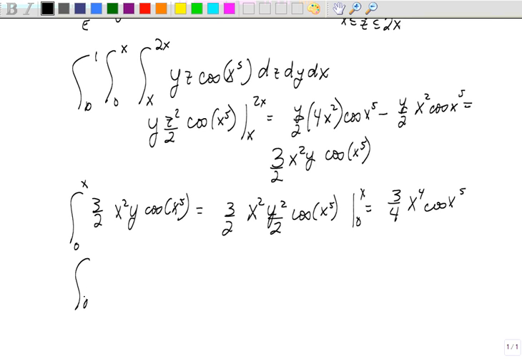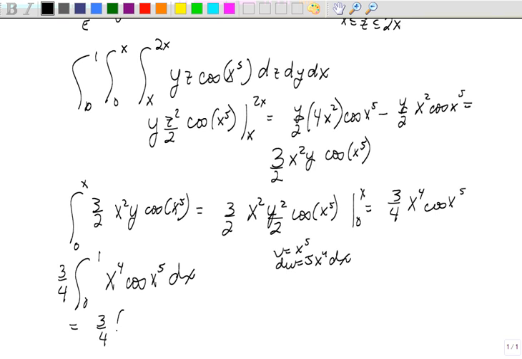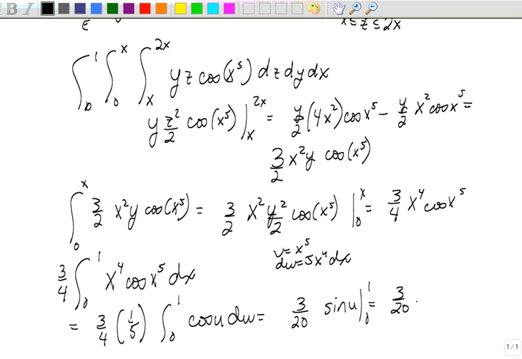I can integrate that with respect to x. We're going to use substitution. So I'll adjust it by 1/5. Change my limits. The integral of cosine is sine. So that's 3/20 sine 1. Okay, so that's just basic triple integration.